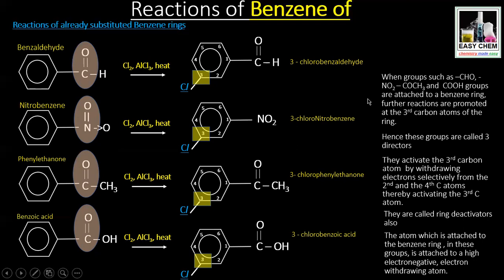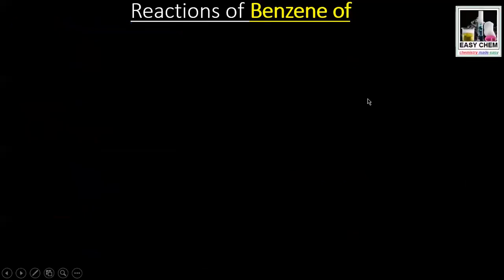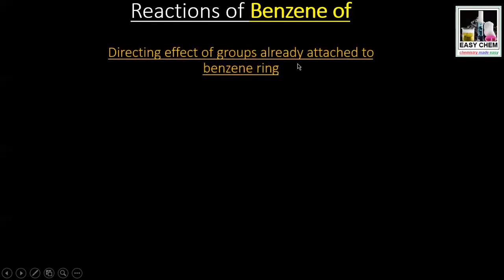Now, we can talk about these things in kind of a summary. We will talk about the directing effect of groups already attached to the benzene ring. What's the meaning of it? Some are going to act as 2,4-directors, some are going to act as 3-directors. Just see, in this benzene ring, we have a D group attached to the benzene ring. If this is a deactivator, what happens is the third position will be activated.